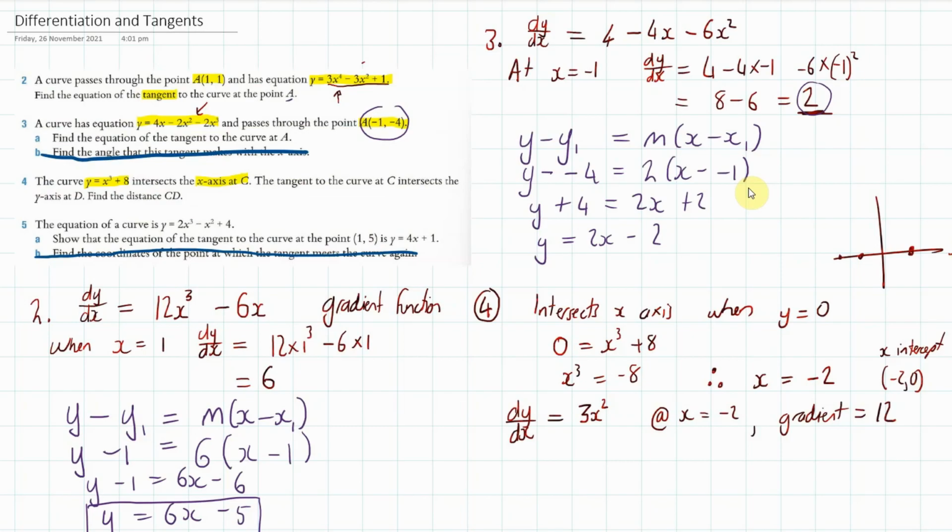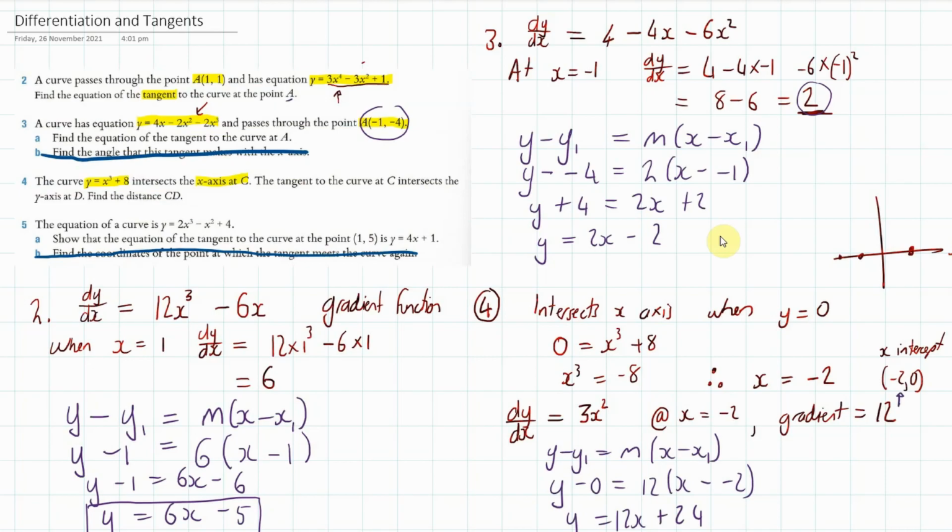Now, we want to find the equation of the line. We're going to use the y minus y1 again. So y minus y1 equals m into x minus x1. And here we know the y value is 0. So y minus 0 equals m, which we found to be 12, times x minus, and this is our x value here, minus 2. And so we get y is equal to 12x plus 24. And that is our equation.